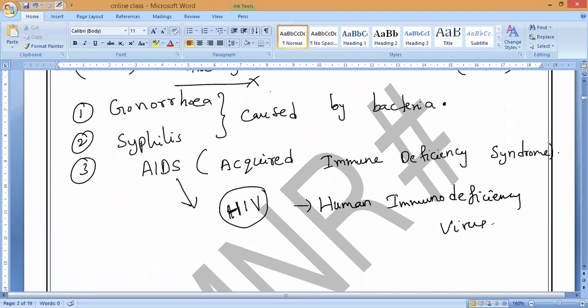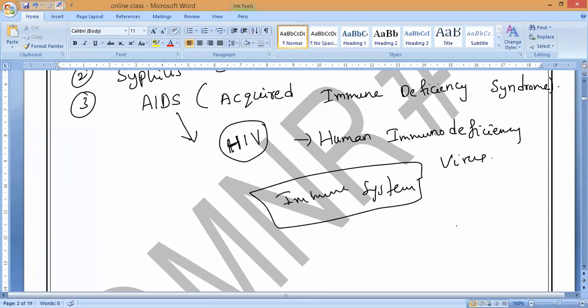AIDS damages the body's immune system. What is our immune system, guys? Our white blood cells are our immune system, correct? So it directly affects our immune system. Then the body becomes weak and cannot protect itself against infection. Finally, it leads to death. It is a very dangerous disease. There is no cure till now, no definite cure has been found for AIDS so far.